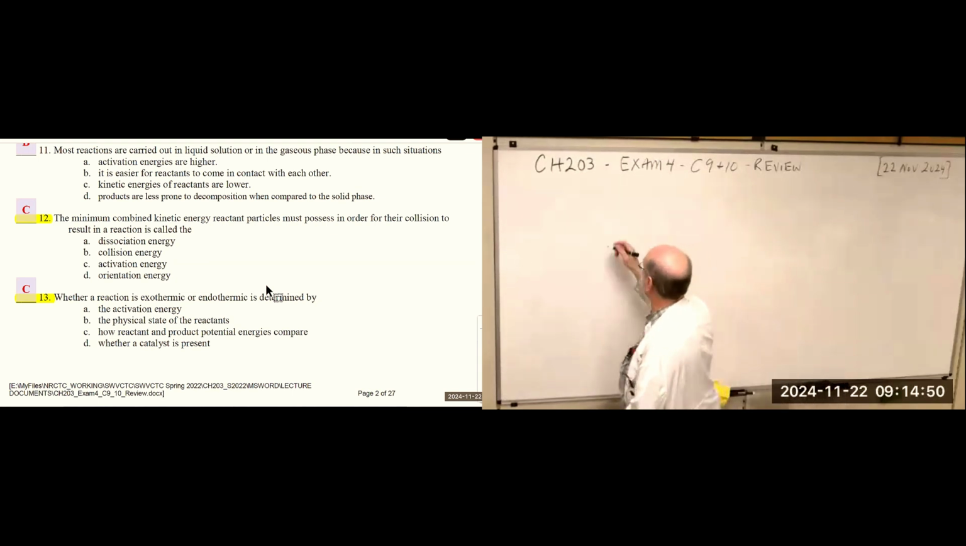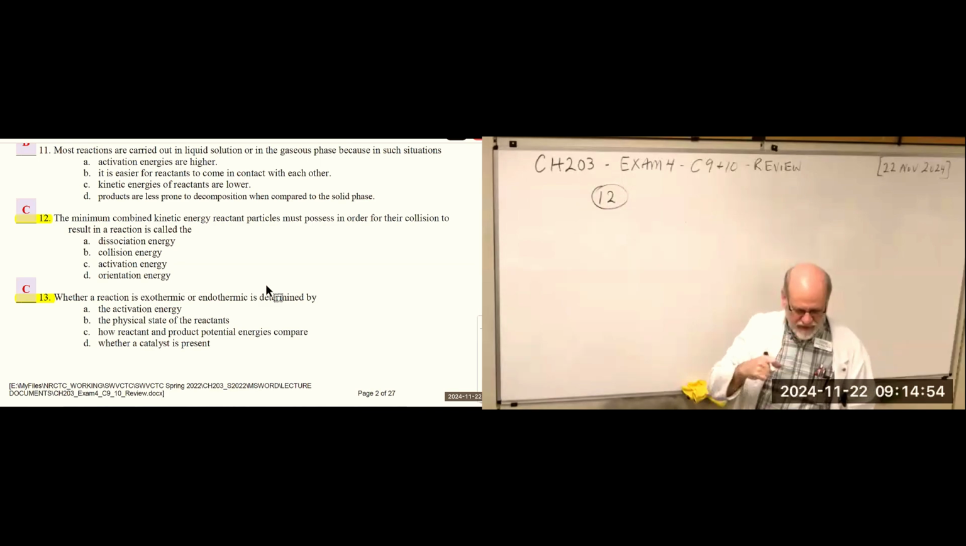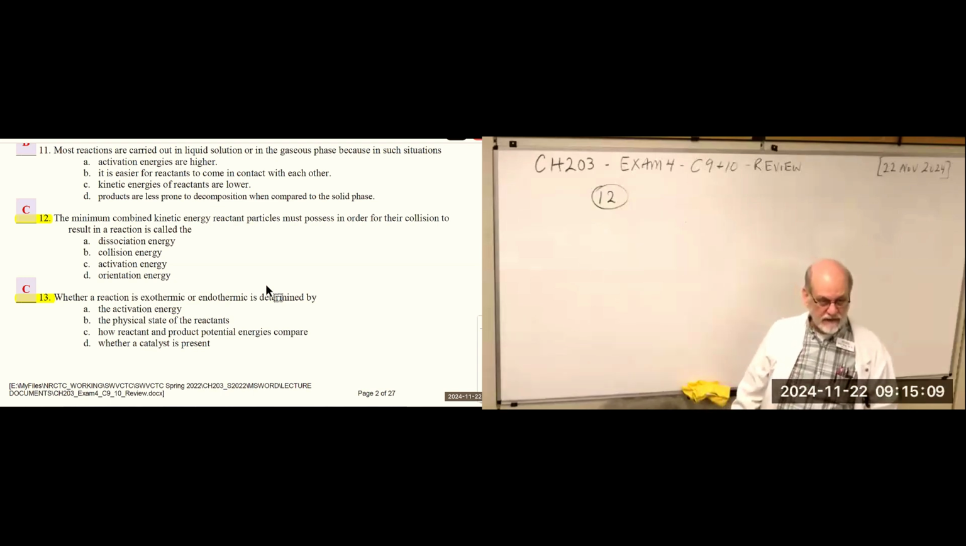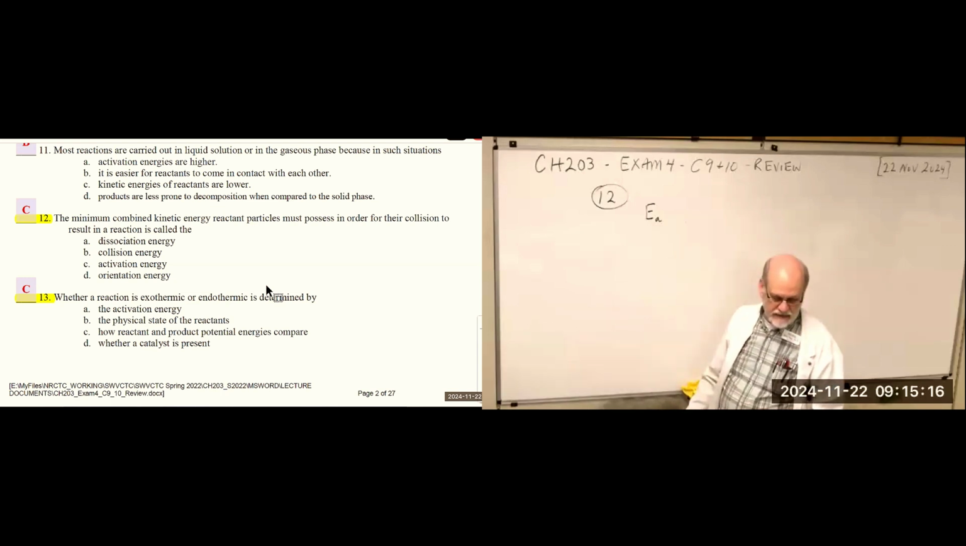All right, number 12. The minimum combined kinetic energy reactant particles must possess in order for their collision to result in a reaction is called what? The minimum kinetic energy. This is definition. That's called the activation energy. Sometimes we write it like this. Activation energy.